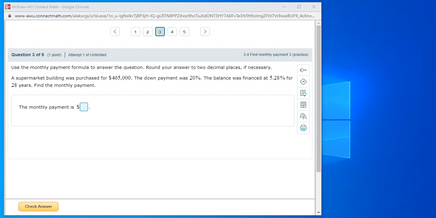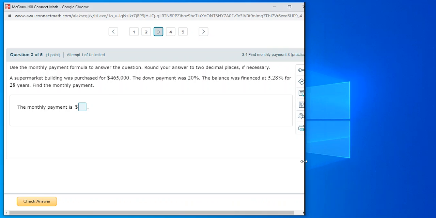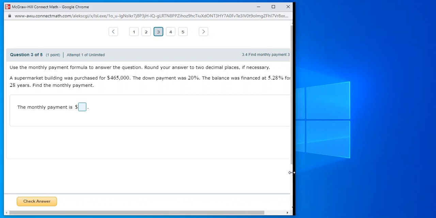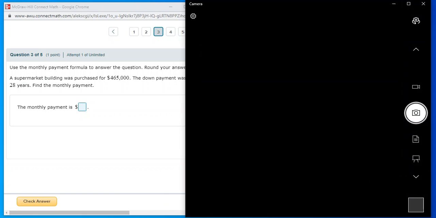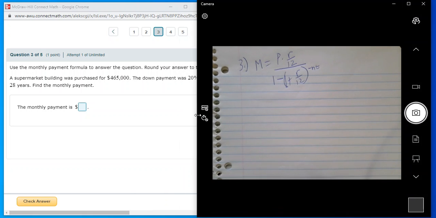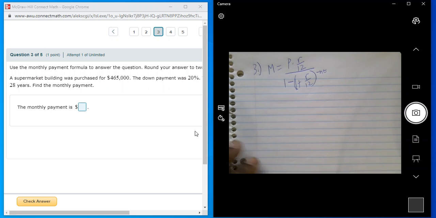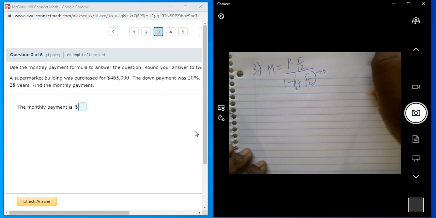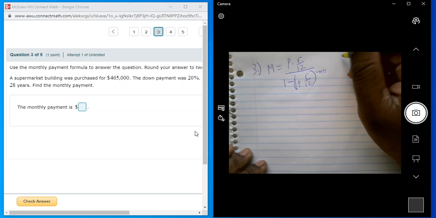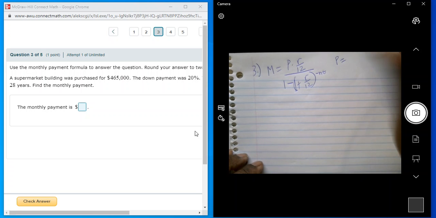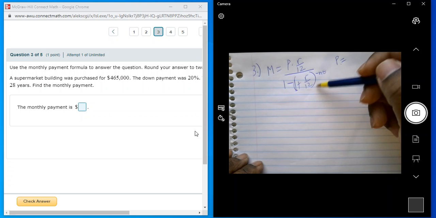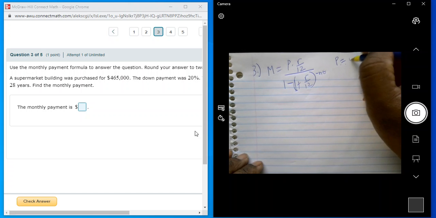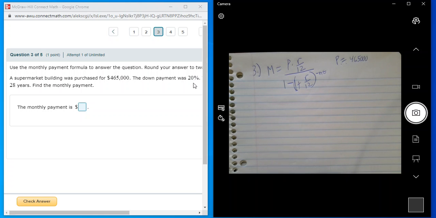Okay, now this is a long problem, so I am going to have to make this a little smaller, and I'm going to have to expand this as we go along. Okay, now, first things first. This tells us that the building was purchased for $465,000. So this would be our principal. Now remember, we're using the monthly formula here. I took the liberty of writing it down. And our principal is 465,000.